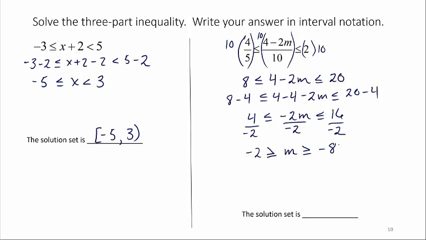Now, if you wanted to write it so that the lowest number comes first, because that's easier on the eye, you could say -8 less than or equal to m less than or equal to -2. It's the same statement, right? So if you reverse those numbers, make sure you reverse all the inequalities with it. But we now know that m lies between -8 and -2. So the solution set is -8 to -2, and I'm using closed brackets on these intervals because I have less than or equal to signs.